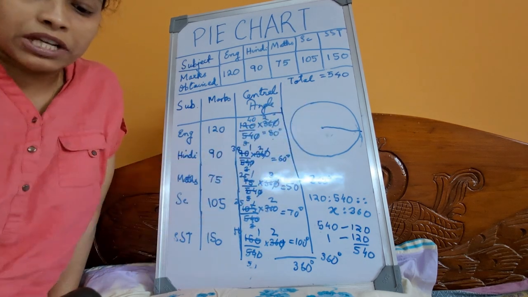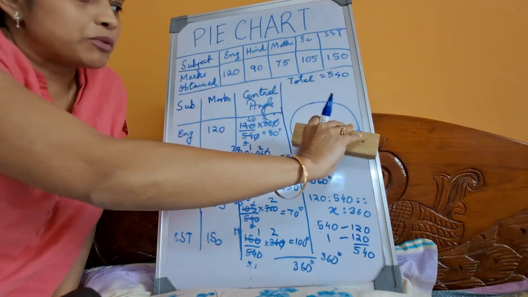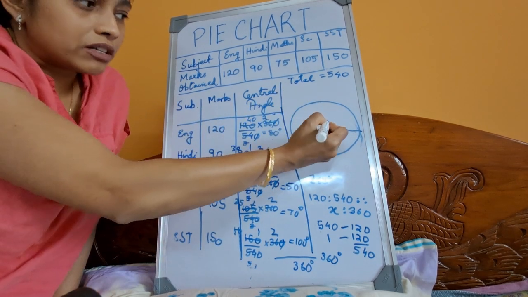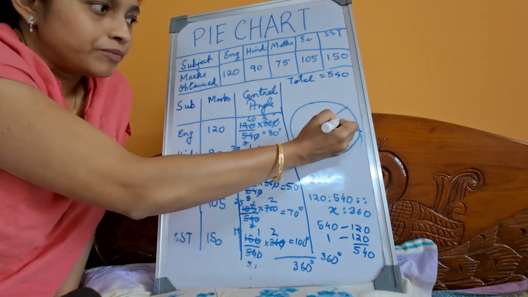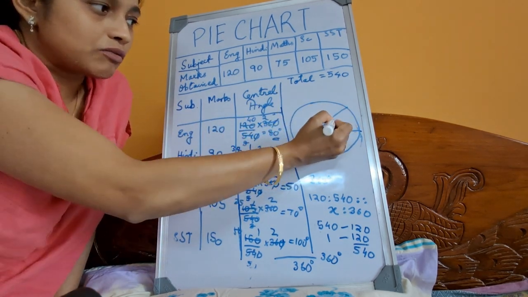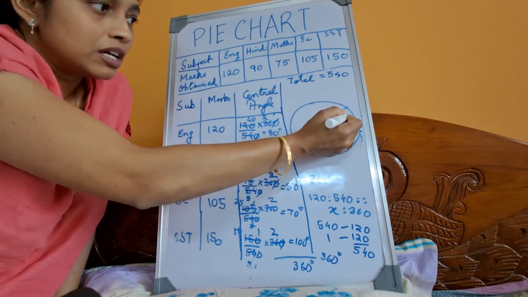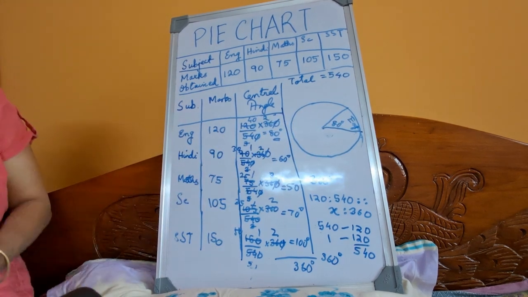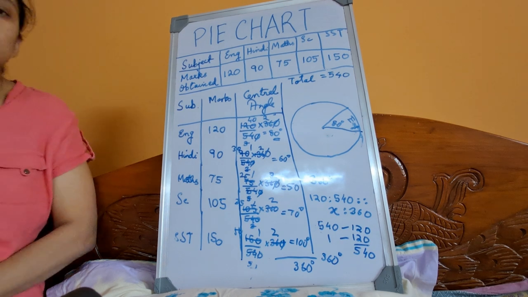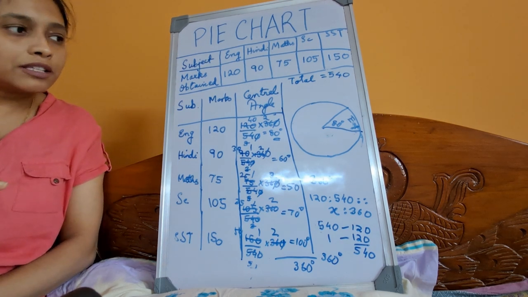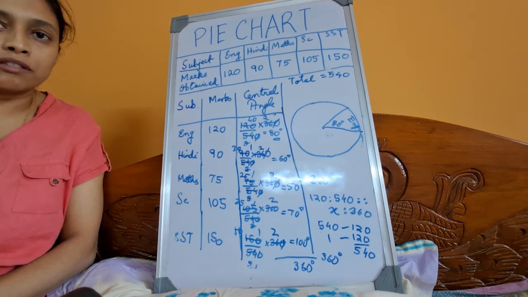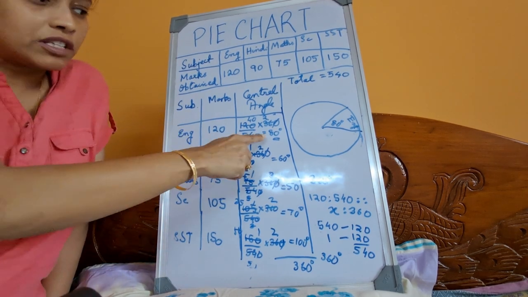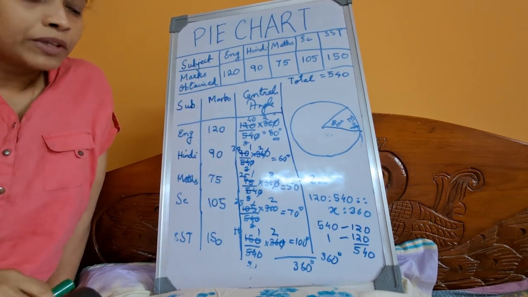So place your protractor here. With the protractor, 80 degrees is the first one, so draw 80 degrees. This represents English. Is it clear, everyone? So we draw a circle, take the center, draw a radius, which is a straight line. And taking that as the base, we draw the first angle, which is 80 degrees.